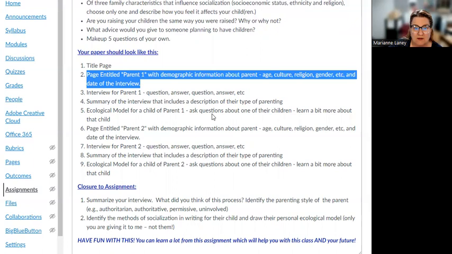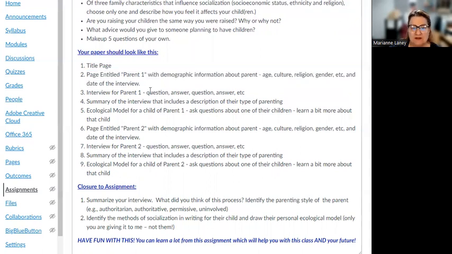Like the demographic information for parent 1 is as follows, right? So give me something that's very structured and collegiate. Don't just be like parent 1, mom, 34. Like, don't just do that. Make it like you can stretch it out just a tiny bit, right? So that should be at least 5 to 10 sentences, right? The interview could be as many pages as you want.